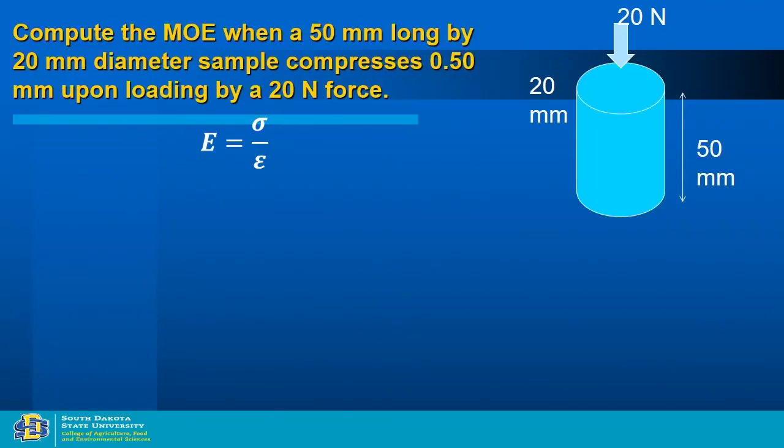Okay, now we are going to do some calculations. So far we talked about theory, but you didn't see any data yet. Now you have the data. We are going to calculate the modulus of elasticity when a long cylindrical sample, 50 mm long by 20 mm in diameter, compresses 0.5 mm when you apply a 20 Newton force. So the deformation is 0.5 mm.